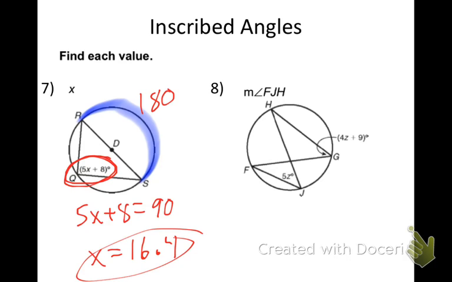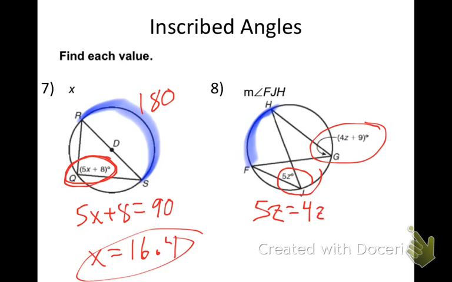Number 8, inscribed angles. What do you notice about arc FH? I have this angle that goes to that measure. Does everybody agree with that? I also have this angle that goes to that arc measure. So what do I know about angles G and J? They are equal. So how do you solve for Z then? You set them equal to each other. So 5Z equals 4Z plus 9.